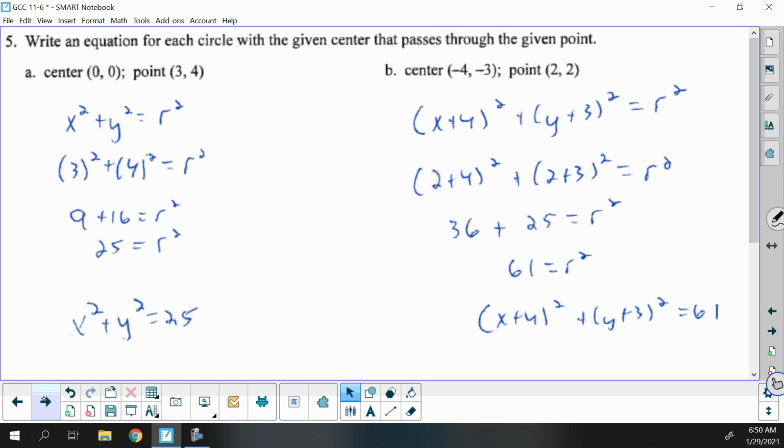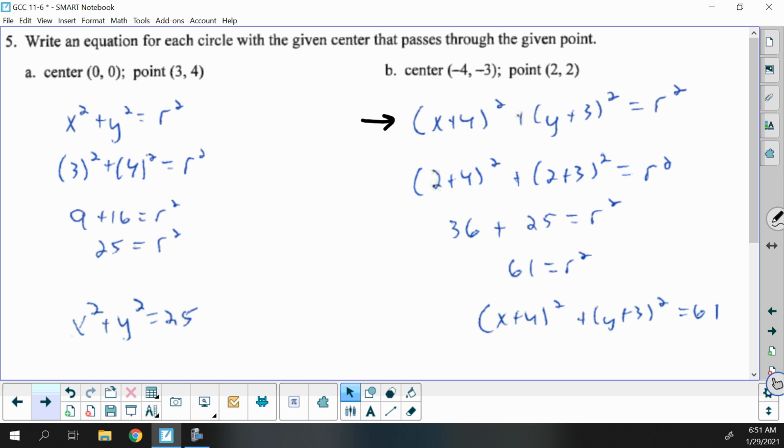So for this one here, start out, write your left side of the equation with the center. So we really have x minus 0 squared, y minus 0 squared, but that's just x squared, y squared. And to find the r squared, just sub in the point that they want it to pass through. So when you sub in 3 and 4, you get that r squared is equal to 25. I would say don't even bother getting r by itself, because the right side is going to be r squared. So in the end, we just have x squared plus y squared equals 25.